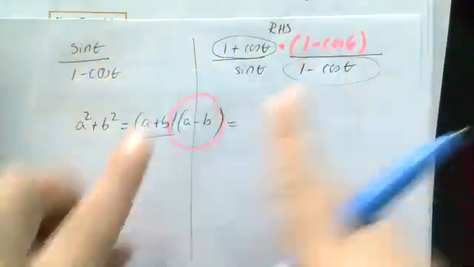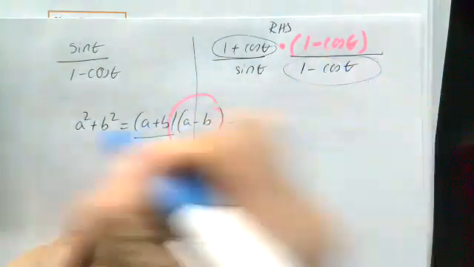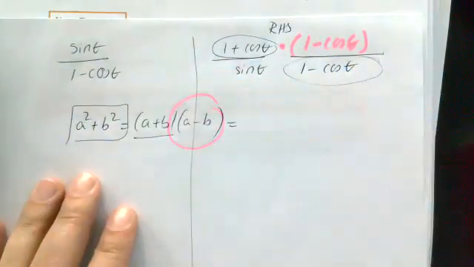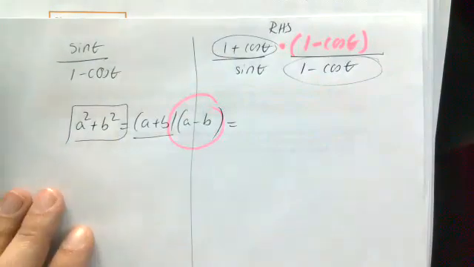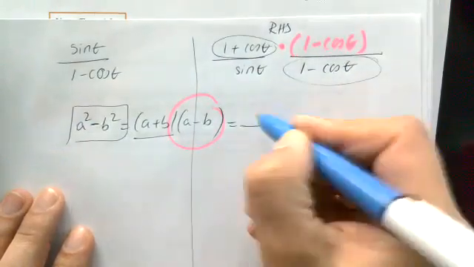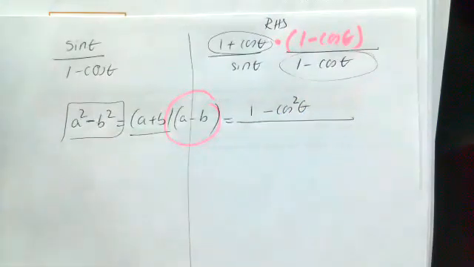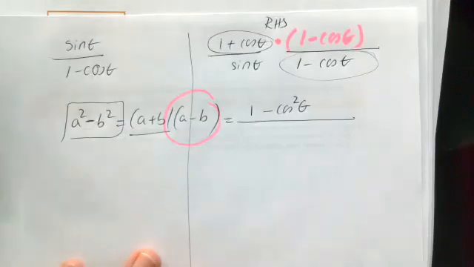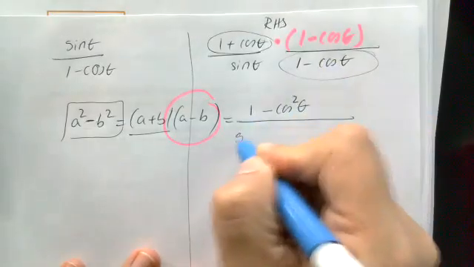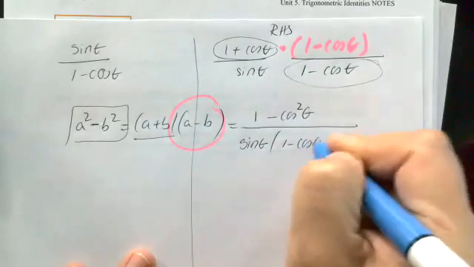At the top, because I have the conjugate binomial together with its partner, I can just rewrite the expression, but this time as a difference of squares, right? So a minus b. So I'm going to write 1 squared minus cos squared theta. That's the difference of squares, but this time with our given expression. And at the bottom, we have sine of theta times 1 minus cos of theta.